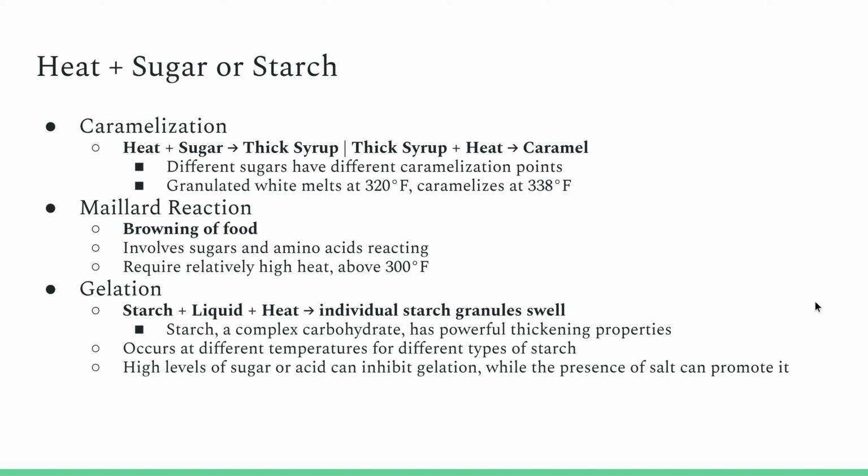Gelatinization is starch and liquid and heat combining, and that results in individual starch granules swelling while they're absorbing the liquid. Starch, a complex carbohydrate, has a powerful thickening property. This occurs at different temperatures for different types of starch. And high levels of sugar or acid can actually inhibit gelation, but the presence of salt can promote it because salt is hydrophilic. It loves water. That is what encourages the product to absorb more of the liquid that it's around.